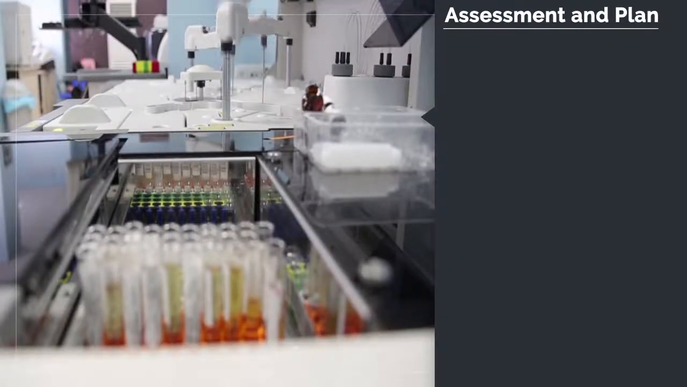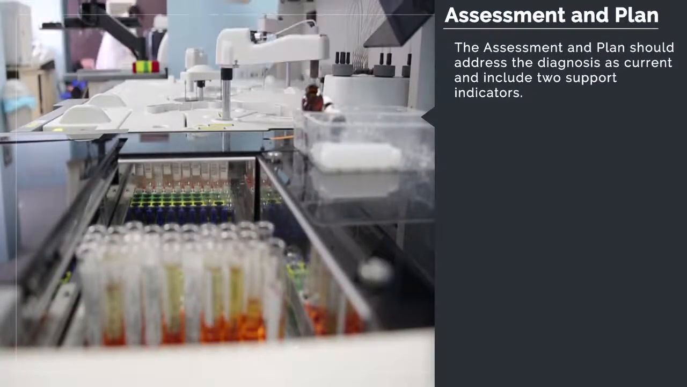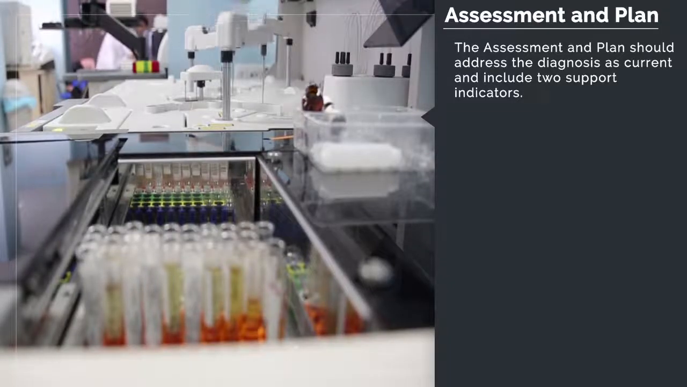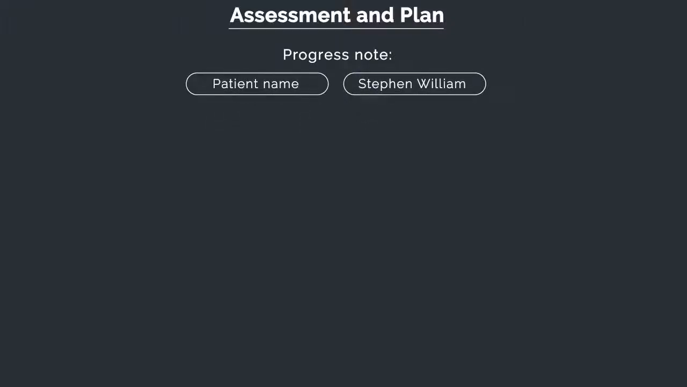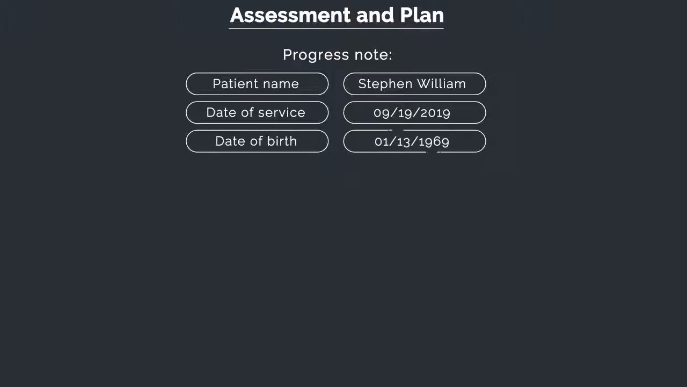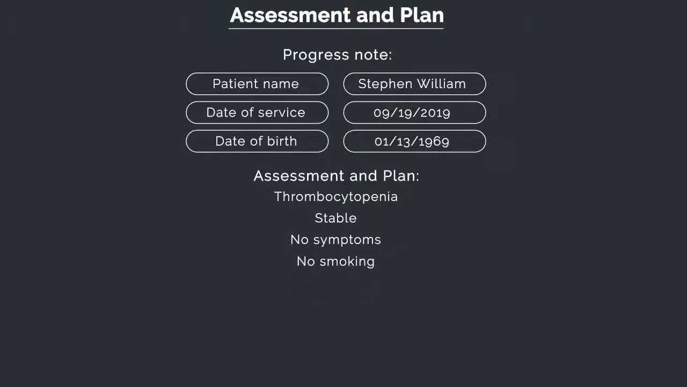The assessment and plan should address the diagnosis as current and include two support indicators. Let's see an example of a progress note for hematological disorders. Patient name: Stephen William. Date of service: September 19, 2019. Date of birth: January 13, 1969. Assessment and plan: thrombocytopenia. Stable. No symptoms. No smoking. Monitor with labs results. Follow up in 4 months.